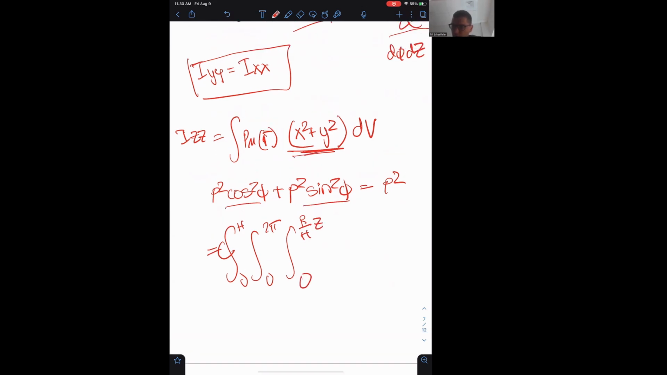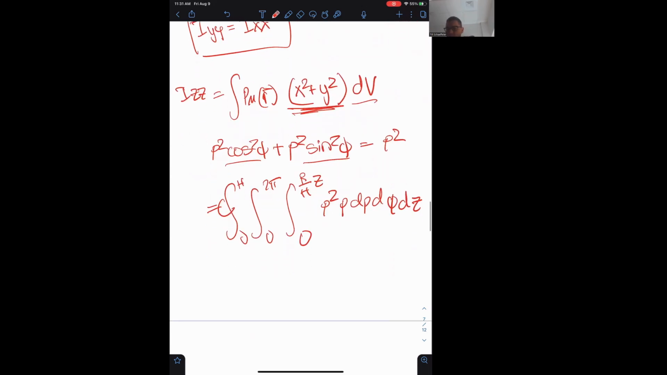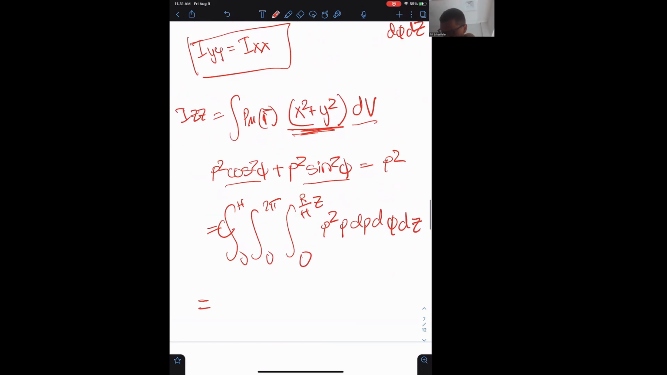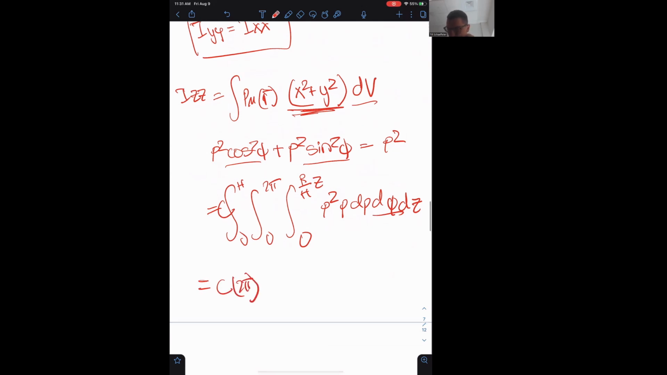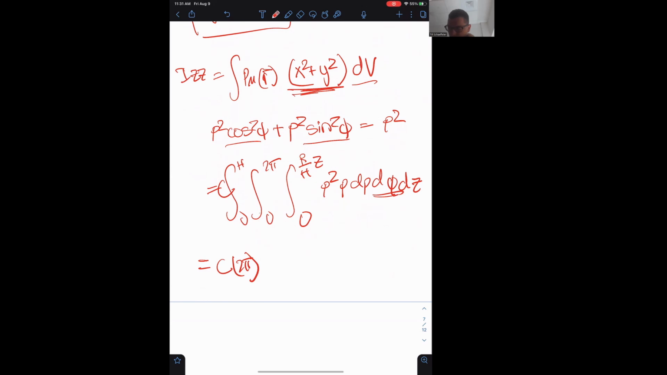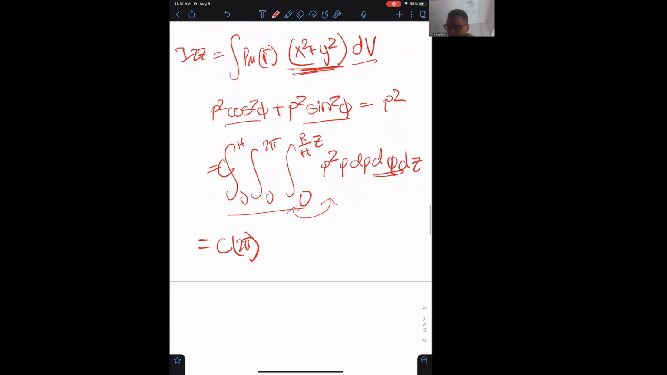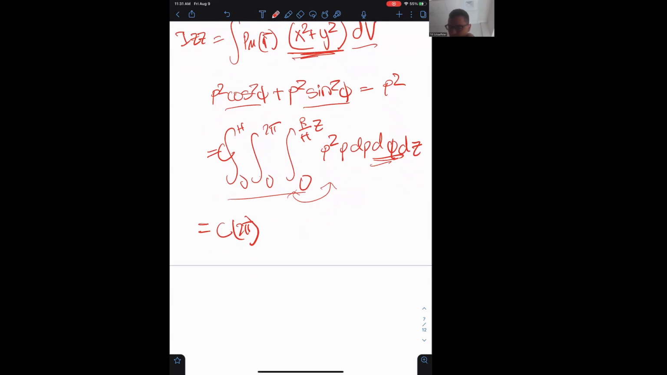Okay, so this part gives us a rho squared, the dv gives us another rho, and then d rho d phi dz. Okay, now this one is actually a lot simpler than the other ones. There's no phi dependence at all. So you can actually do that one just quickly already. There's no phi dependence, so you can do these integrals in any order, but I like to do them from the inside out typically. But because I can see that there's no phi dependence already, I just do that one quickly. So we have rho cubed is going to give us rho to the fourth divided by 4.